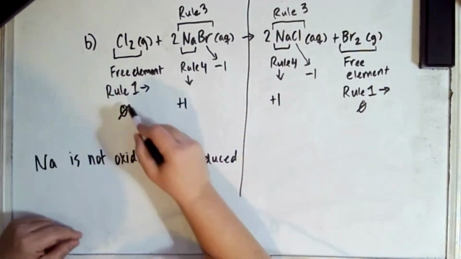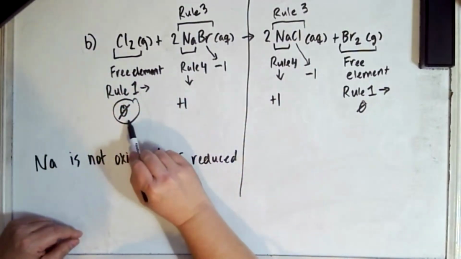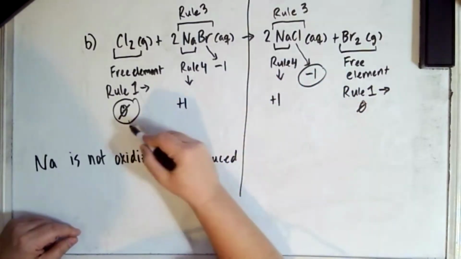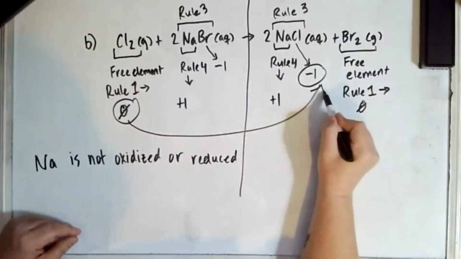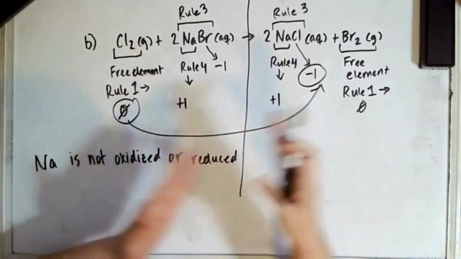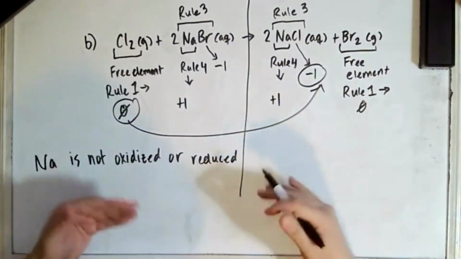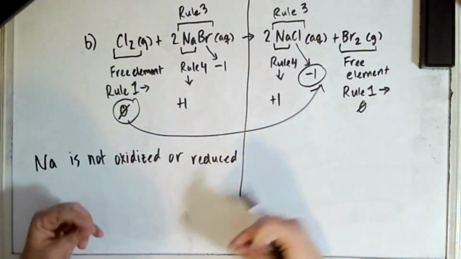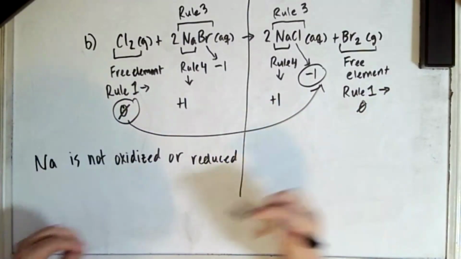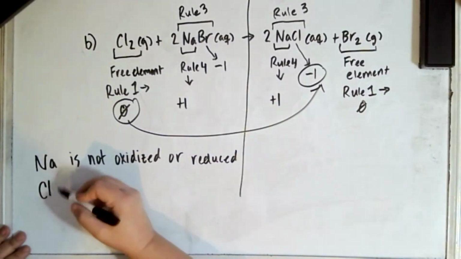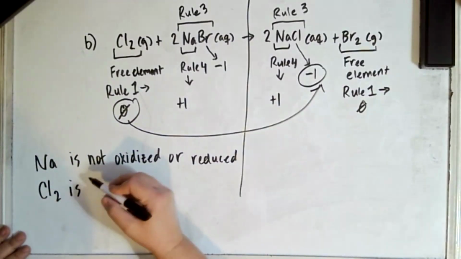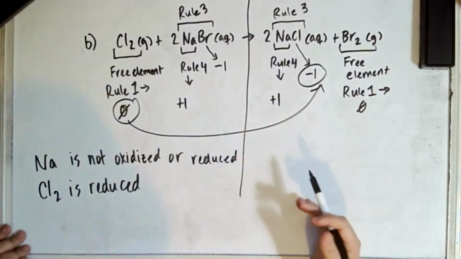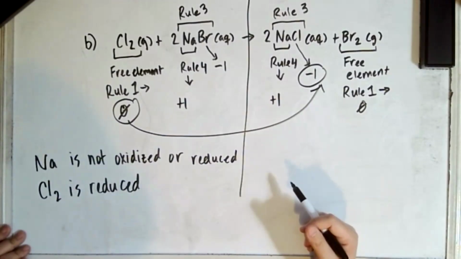Our chlorine goes from an oxidation of 0 and it goes down to an oxidation of -1 on our product side. It went from 0 to -1. So it got more negative. And if it gets more negative, that means that it gained electrons. So our Cl2 is reduced. It gained electrons and it got more negative.